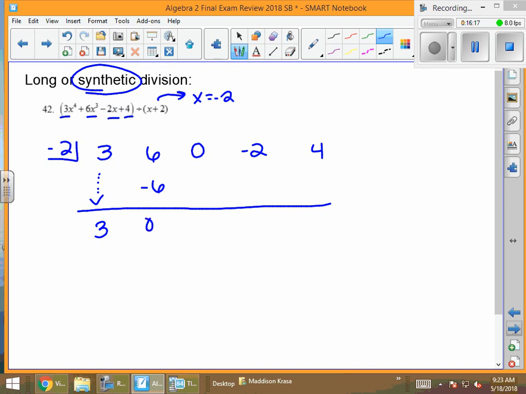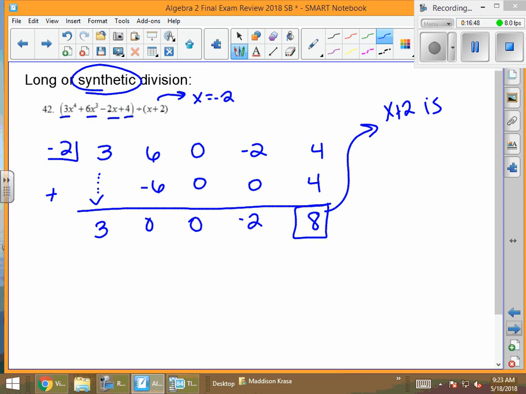We do the same process over again. 0 times negative 2 is 0, add down. Put my addition sign here, make sure you're adding. 0 times negative 2 is 0, add down. Negative 2 times negative 2 is positive 4, add down. Now, when we get to the very end, this is kind of similar to long division, where if we get a 0 here, we know it's a factor, but because we got 8, that means x plus 2 is not a factor.